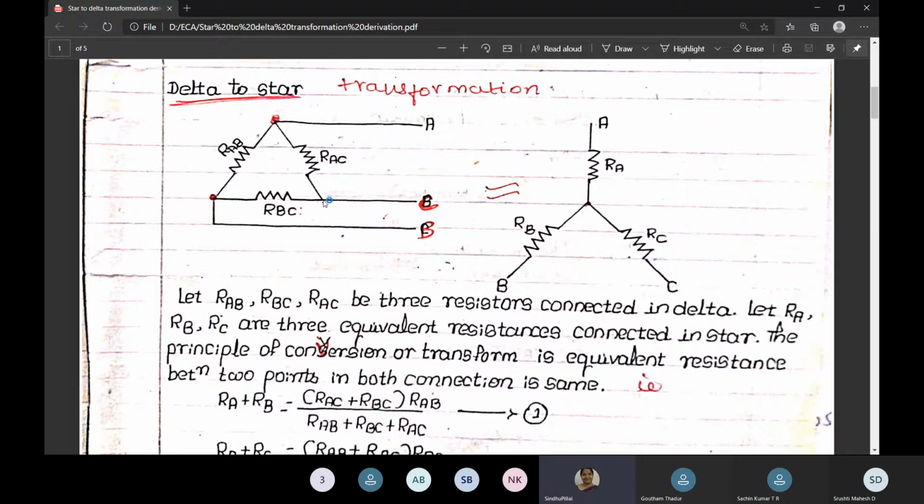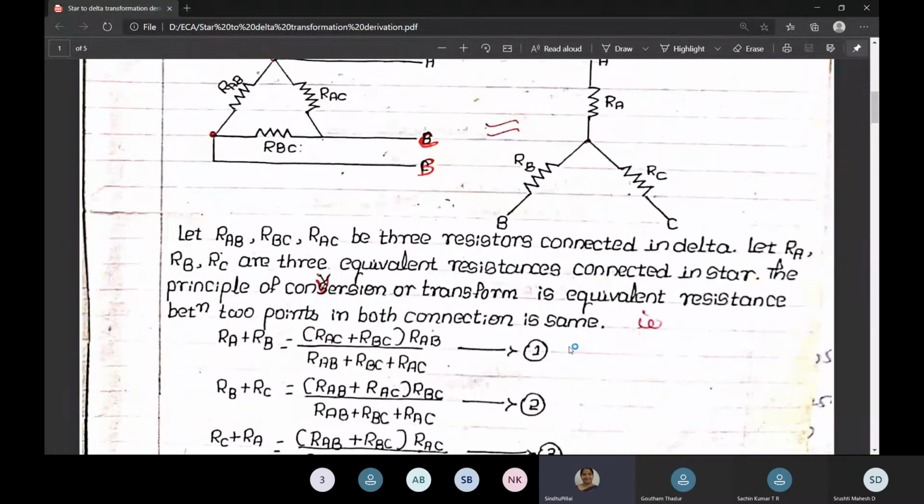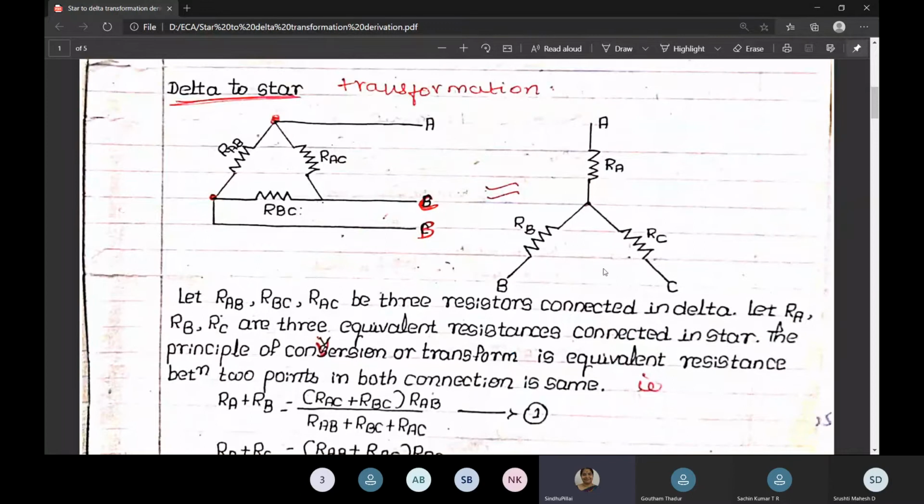So first let RAB, RBC and RAC be three resistors, what I have given here, connected in delta. Let RA, RB and RC be three equivalent resistances connected in star. The equivalent for this is RA, RB and RC. The principle of conversion or transformation is that the equivalent resistance between two points in both connections is the same.